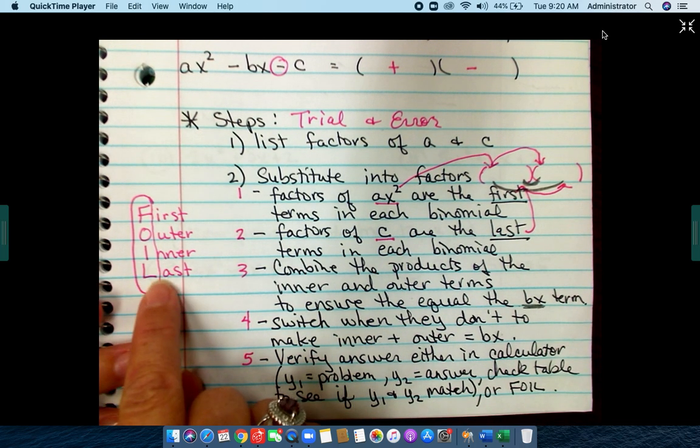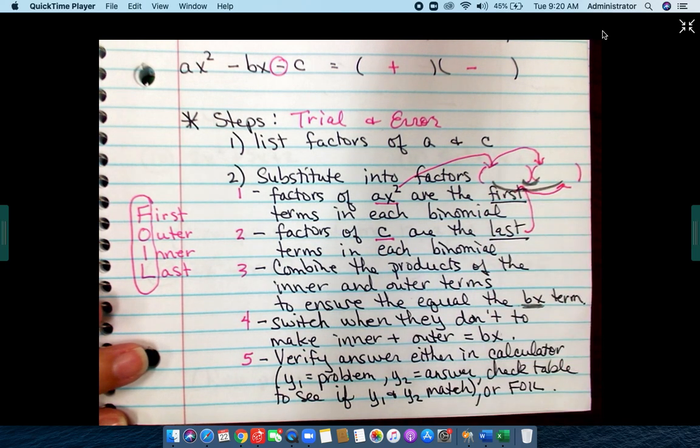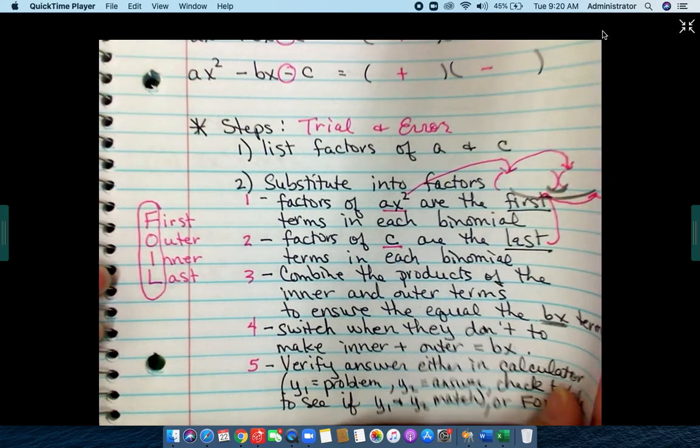So that's first, outer, inner, last. We can multiply the two binomials to see if we get what we started with.